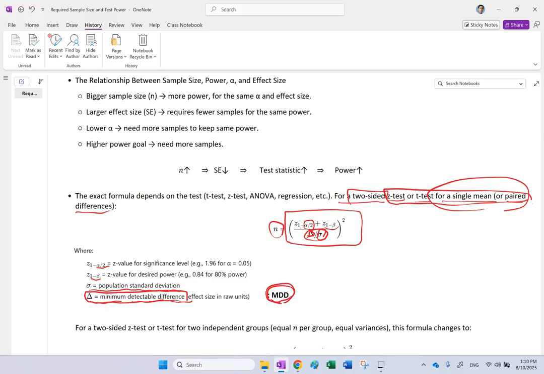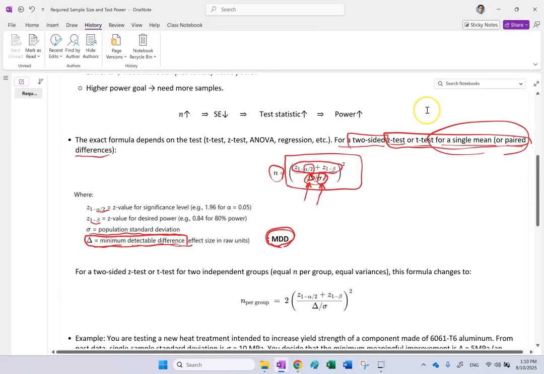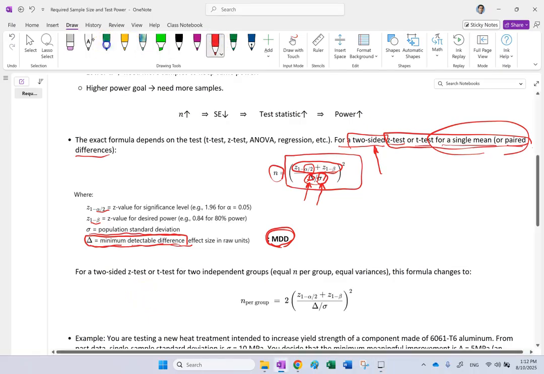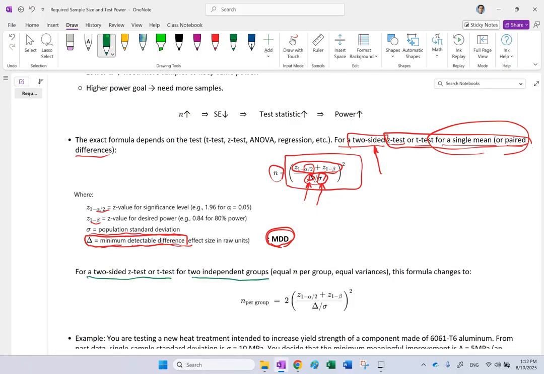If you know that, or you decide on that, and you know sigma and you know alpha and beta, so you look at Z tables and get these numbers, then this formula is going to give you the number of samples. Now, before we look at the example, let me just mention something. If the test that you do is still two-sided, but this time it is for an independent two-mean test, as opposed to one, so it's not pre-post, it's just two different independent groups, then the number that you need is 2 times that.